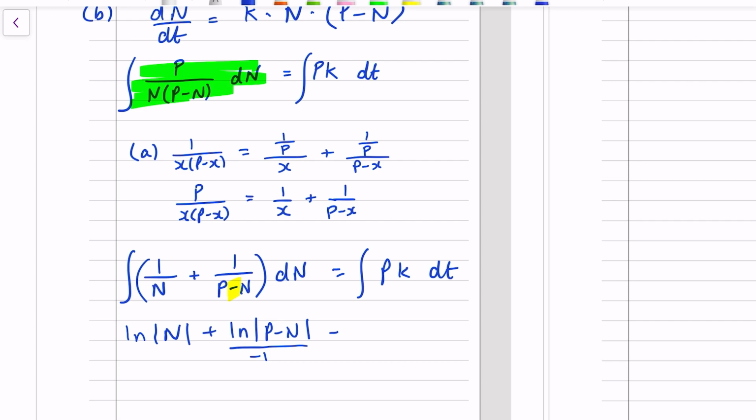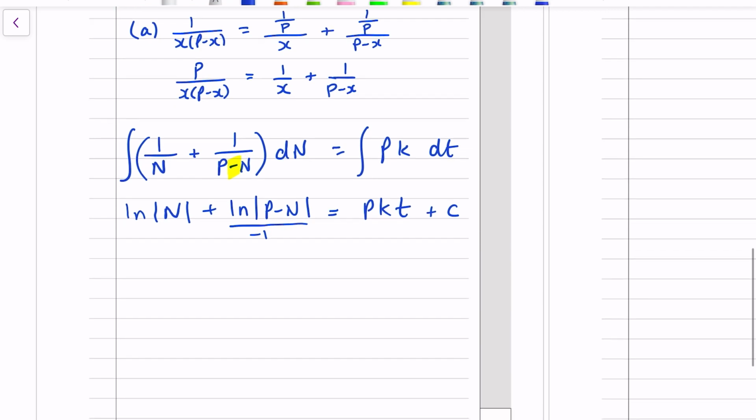Okay, the right hand side, when I anti-differentiate that, I'm going to get pk times t, and then I need an integration constant, a plus c somewhere, so let's put it in on the right hand side. I'm going to get rid of those absolute value symbols, like I said. P minus n is also a positive number because the population of the school will be bigger than the number of people that know it until everyone in the school knows it.